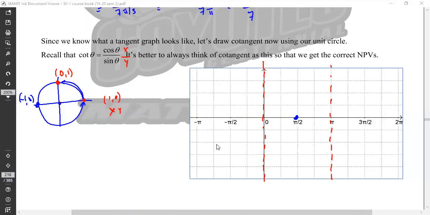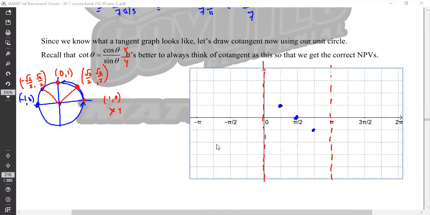We could look at points in between. We could look at pi quarters. And at pi quarters, we have root 2 halves, root 2 halves for our coordinates there. And so cotangent will equal 1. At 3 pi quarters over here, we have negative root 2 halves, comma, positive root 2 halves. And if that's the case, it's x divided by y, so negative root 2 halves divided by positive root 2 halves is negative 1.